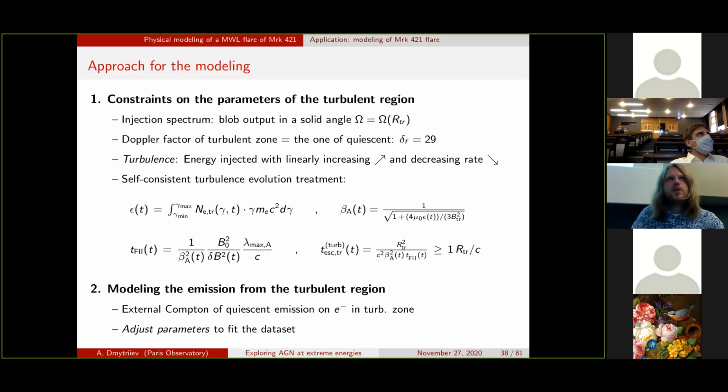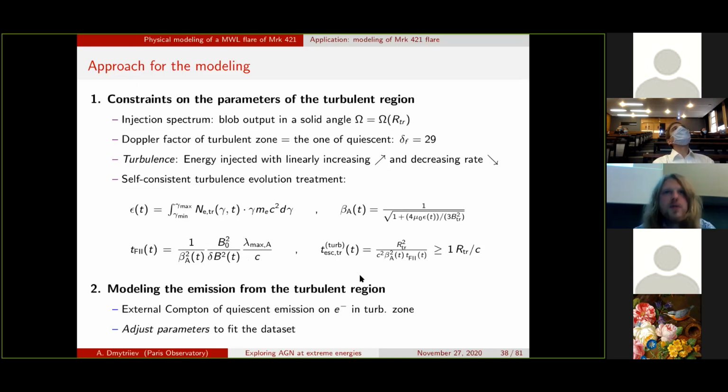And we treat the evolution of turbulence self-consistently, so not just switching on and off, but a bit more complex approach. The Fermi 2 time scale, the time scale of acceleration, depends on the magnetic field energy, the fluctuations of the magnetic field depending on time, which is this triangular shape. It also depends on the Alfvén speed, which is time dependent because it depends on the electron energy density, which in turn depends on the electron spectrum, which is varying in time.